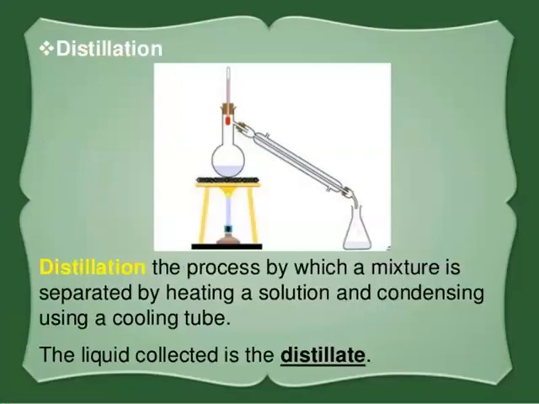Distillation. Distillation is the process by which a mixture is separated by heating a solution and condensing using a cooling tube. The liquid collected is the distillate. If fluids in a mixture are miscible, boil without decomposition, and possess different boiling points, then they can be separated by distillation. Distillation involves simple distillation, fractional distillation, vapor distillation, and vacuum distillation.